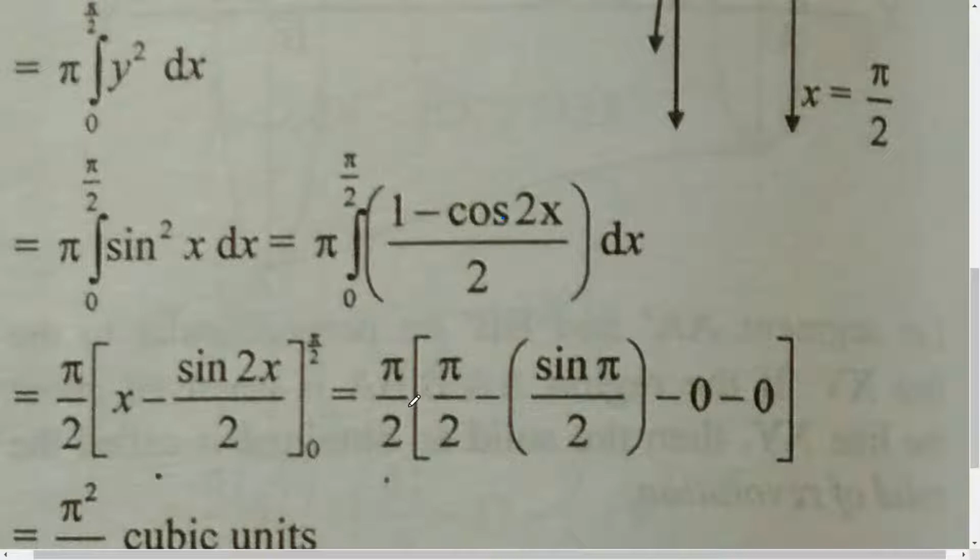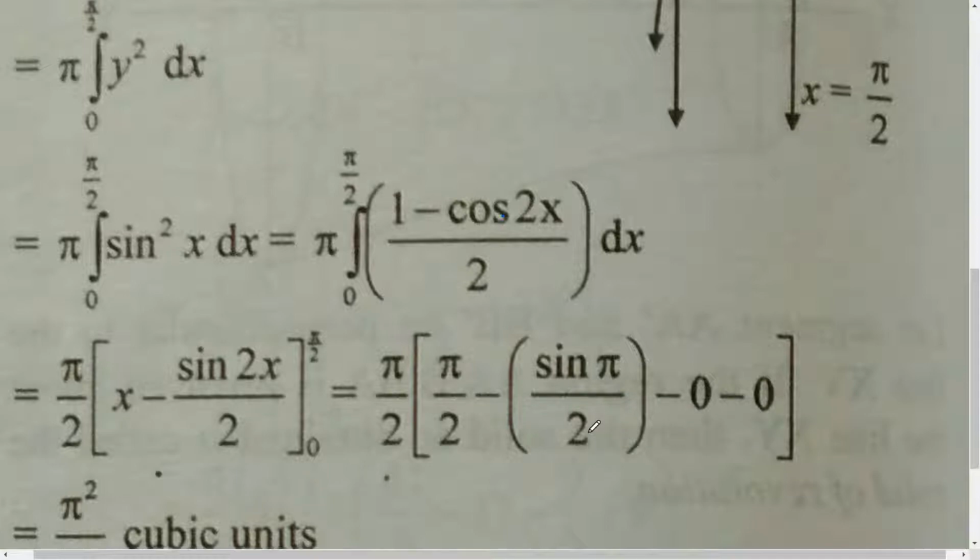Now this pi upon 2 as it is, applying the limit. First we apply the upper limit according to the rule. So applying the upper limit, we get pi upon 2 minus sin pi entire upon 2, because here it is 2x, so 2 into pi upon 2, the 2 will be cancelled, we get sin pi upon 2. Minus the lower limit value: x is 0, then sin 2 into 0, that is sin 0, and sin 0 is 0. So minus 0.